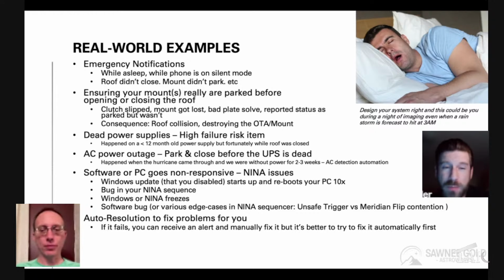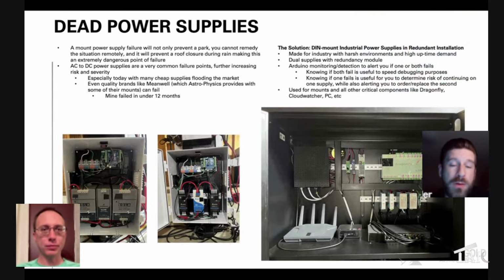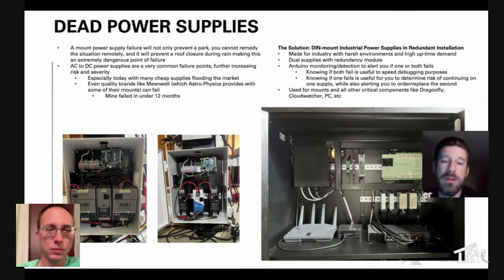So the first thing is dead power supplies. If a power supply to your mount goes, you're in trouble, right? Because that's a single point of failure. Your mount can't park and your roof can't close. And it's not something that you can fix remotely. So it is crucial that you have fully redundant power supplies on your mount, unless you have somebody who can be out there and do it in the middle of the night and they'll actually pick up the phone when you call.